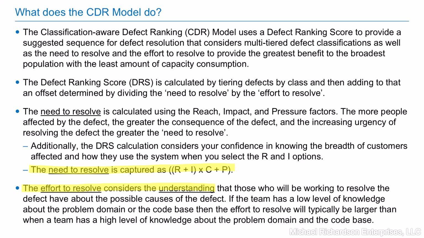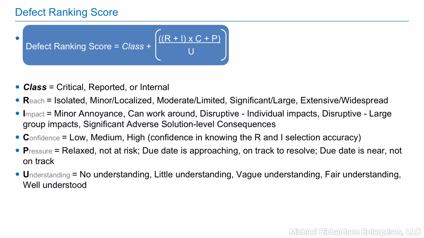defect. Here we see that the need to resolve is captured as this equation segment, and we'll discuss these variables in the upcoming slides. We'll also discuss using understanding as an inverse proxy for effort or time. Here we see the equation and the defect ranking score variables, as well as typical options that can be used to capture the variable values. Let's review each variable in the next few slides.